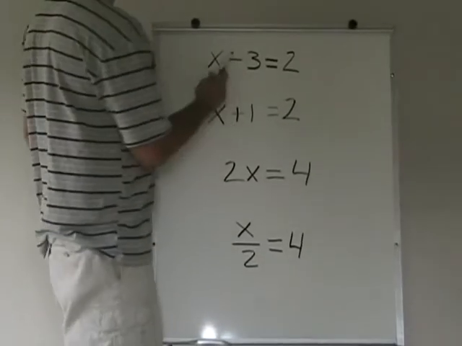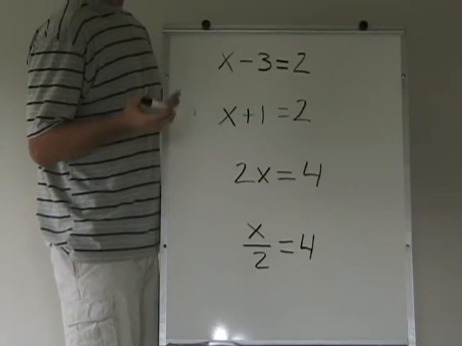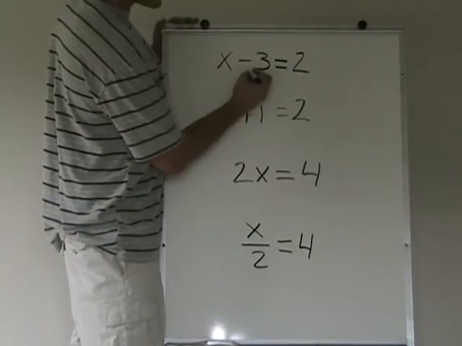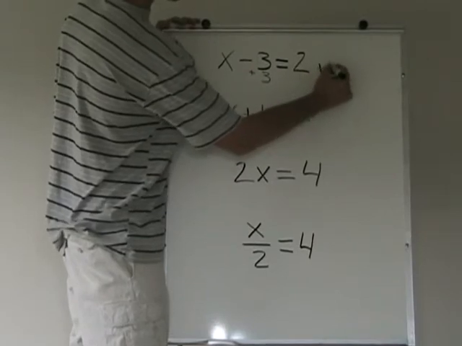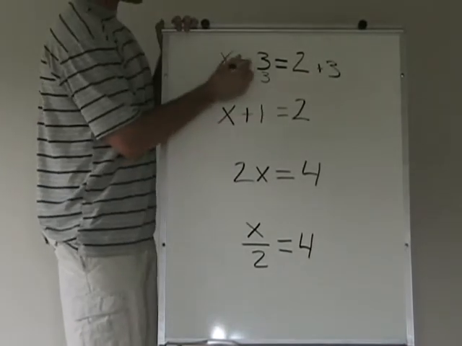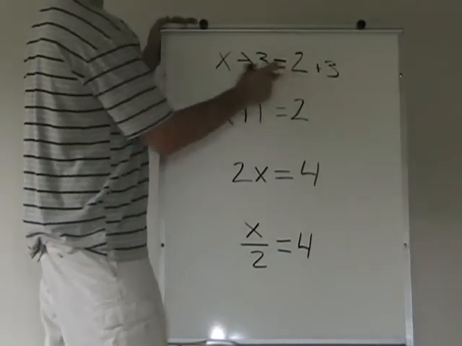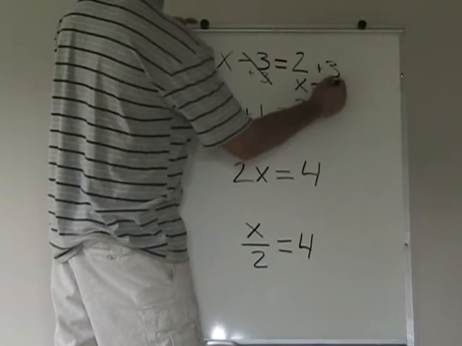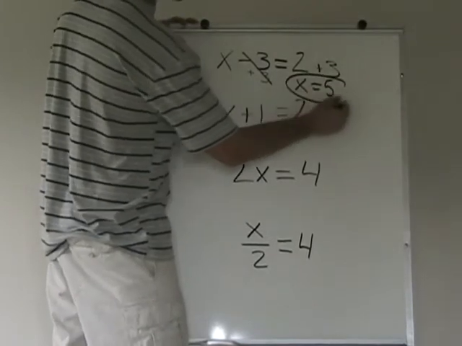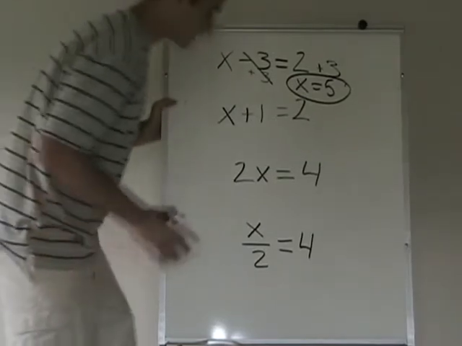So if you have x minus 3, the inverse of subtraction is addition. So we're going to add 3 to both sides. When you add 3 to this side, it gets rid of that. It's the point of the inverse. And then you're going to have x equals 2 plus 3, or x equals 5. So that's the case when you have x subtracted something.